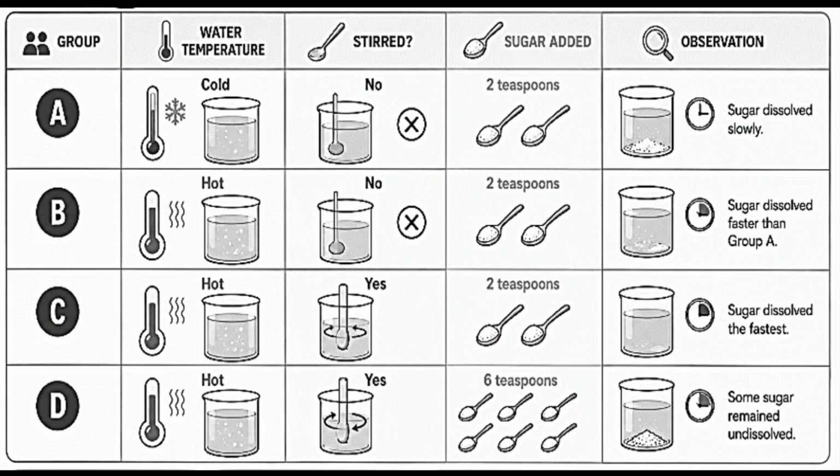Here's the key takeaway. Groups A, B, and C made unsaturated solutions. They could dissolve more sugar. Group D made a saturated solution. The water couldn't dissolve any more sugar.